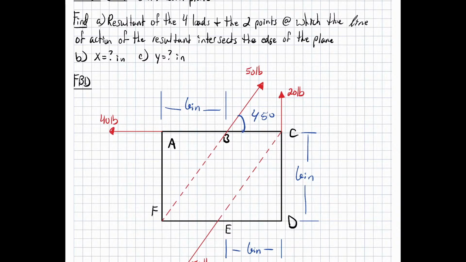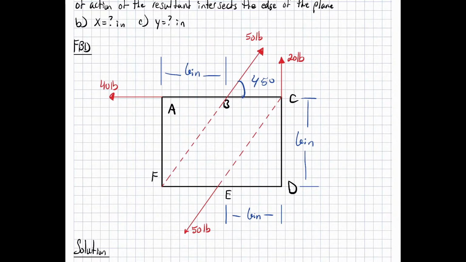Okay. So continuing on. So we have our plate. These 2 forces at B and at E are parallel. We have 40 pounds at A, 50 pounds at B at a 45-degree angle, 20 pounds vertically at C, and 50 pounds also at a 45-degree angle from E, because those are parallel.